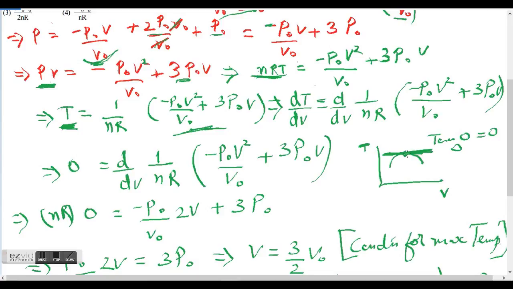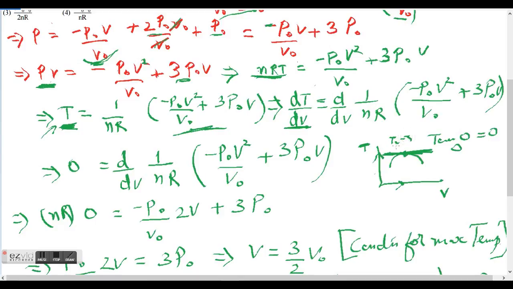So the point at which the tangent or the slope is 0 is the point at which the temperature will be maximum. To find the slope at this point, we can take the differential, because what is a differential? It is change in T over change in V. So if I differentiate T with respect to V, I will get dT over dV, and dT over dV is also the slope, just as we saw in the formula in the beginning.